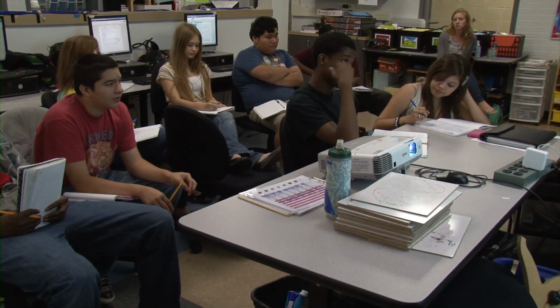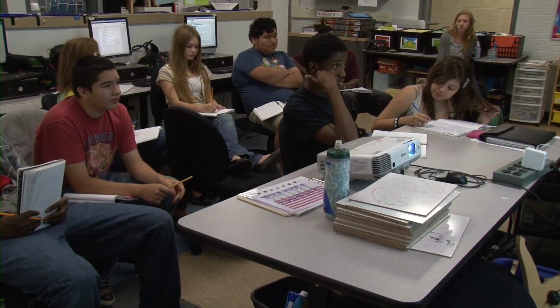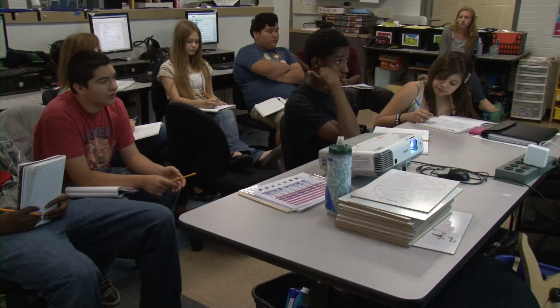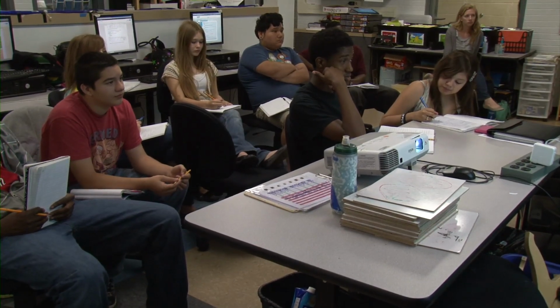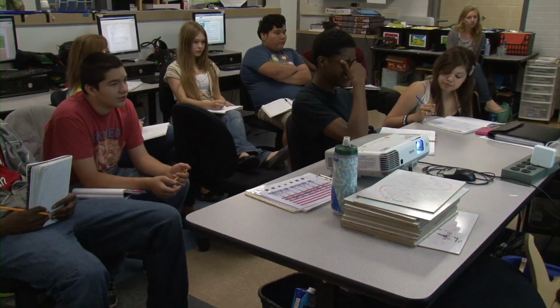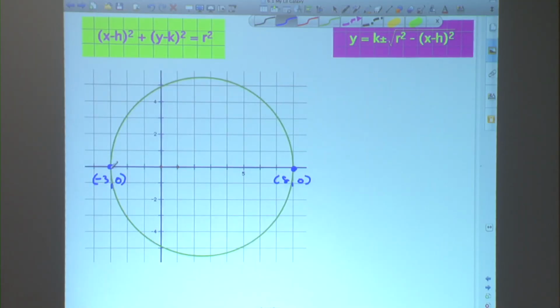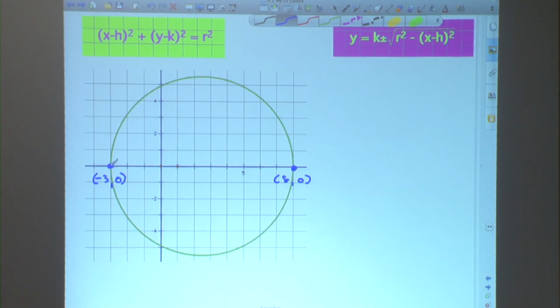Because it'll help us find our radius. It'll help us find what? Our radius. Okay, so that'll help us find our radius, and that'll help us find our center, and then we'll be able to do our equation. So with that much, do you have enough to get started, or do you need more help?